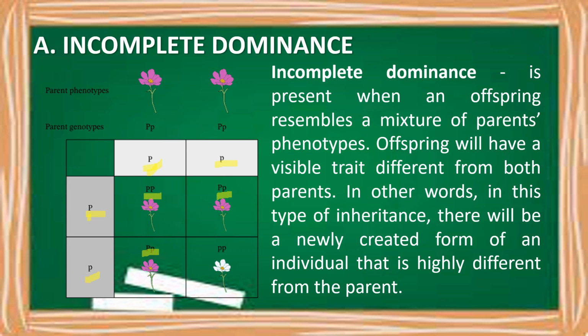And here, small p and small p, you will have a white flower. So this is an example of incomplete dominance because there is a newly created variation of an offspring that is different from the color of the parents' phenotypes.